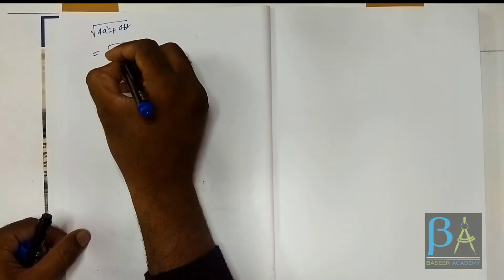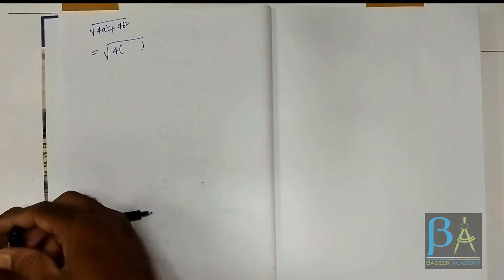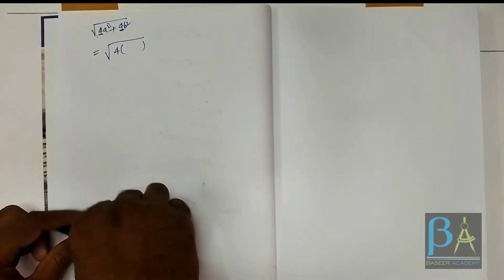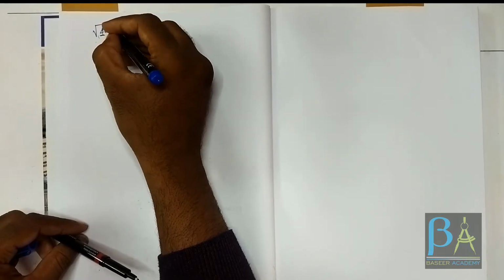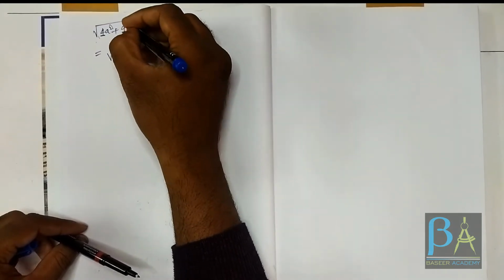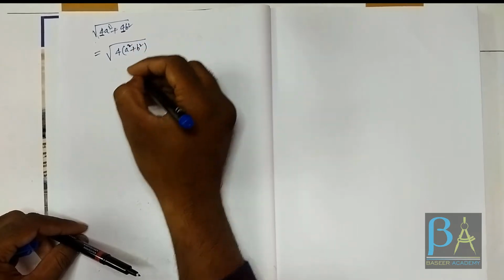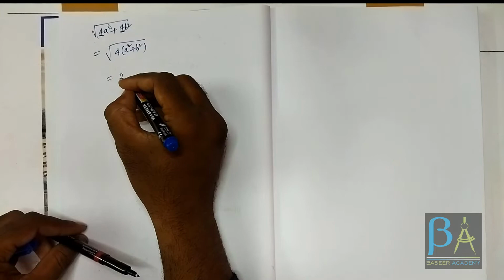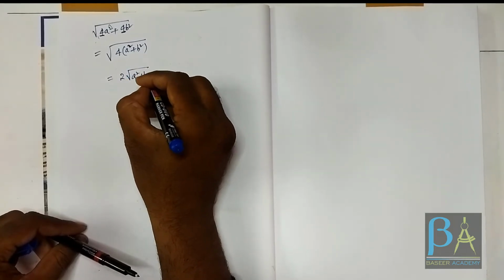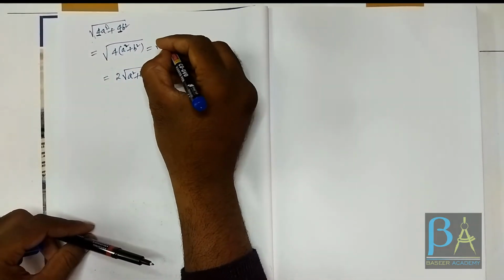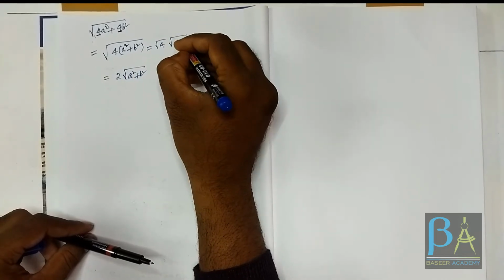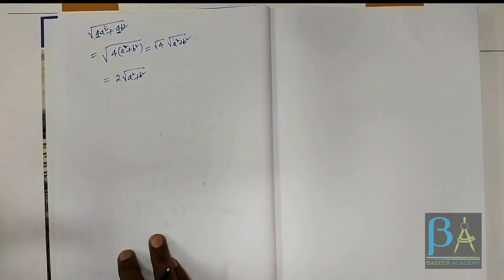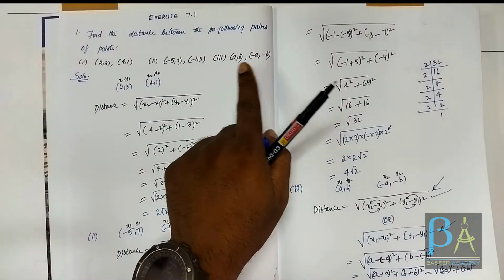Now you can take 4 common from the two terms, because I have 4 in the first term and I have 4 in the second term as well. So let us take 4 common. If I remove 4 from here, I'll be left with a square, and if I remove 4 from here, I'll be left with b square. Now square root of 4 is nothing but 2, so 2 goes outside the square root. You can consider it this way also. Root goes to 4 also, root goes to a square plus b square also. Square root of 4 is 2. So 2 under root a square plus b square is the distance between these 2 points.